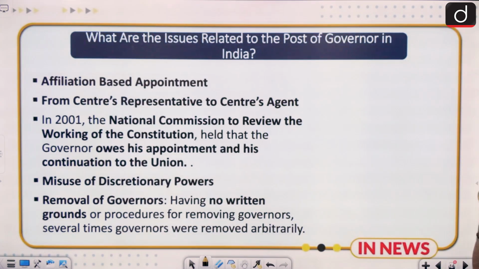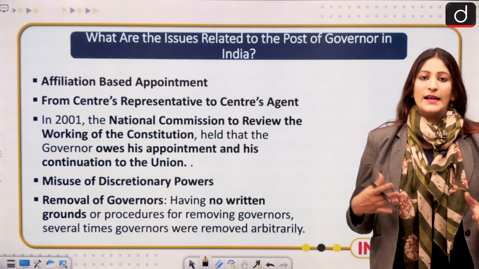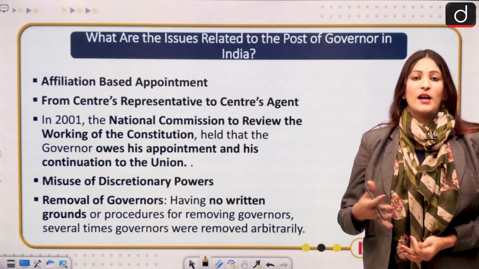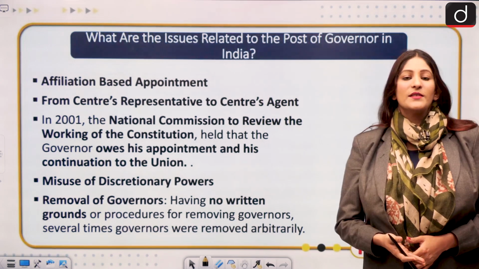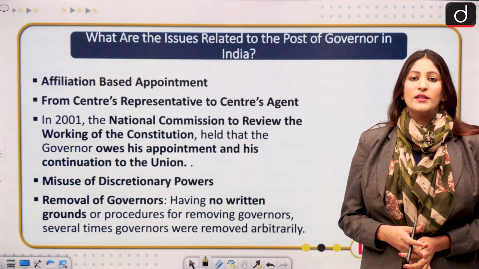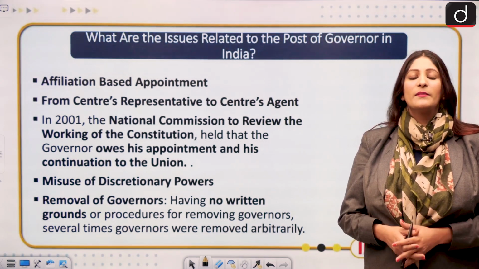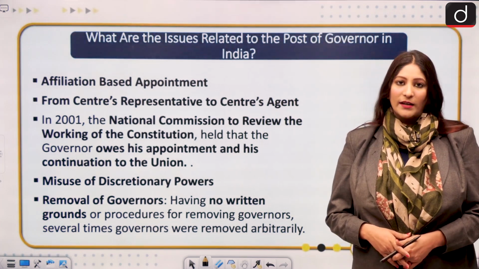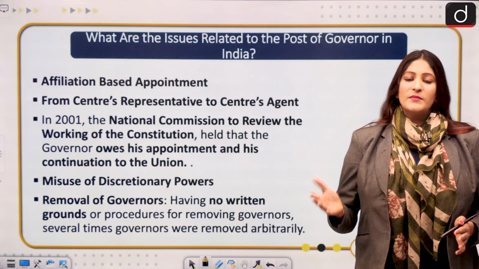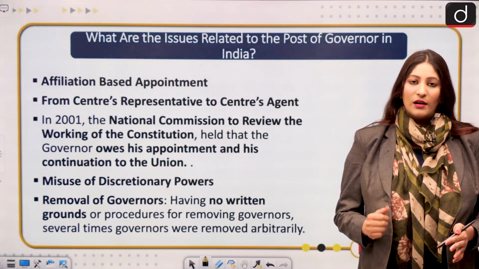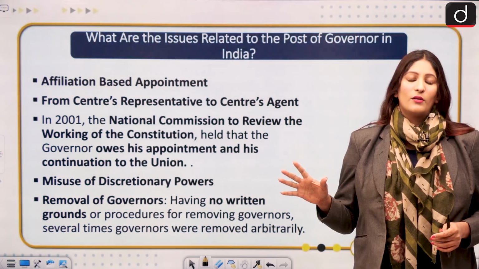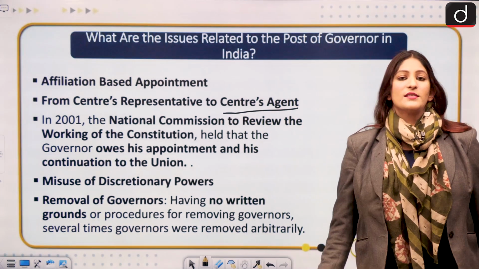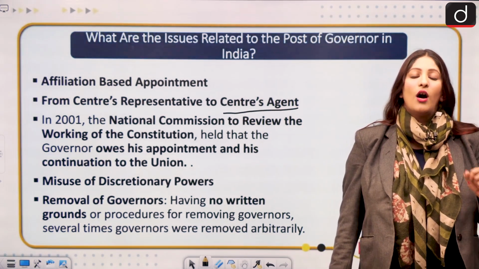Moving on, what are the issues related to the problem that arises because of the dispute between the governor and the Chief Minister? Generally, the governors who are appointed belong in most cases to a certain political party, because if they want to get political exposure they have to belong to some political party. So because of that, they sometimes are not very neutral. They will try to favor the party because of which the governor is in that position. From center's representative to center's agent, this is one of the biggest criticisms of the post of governor.